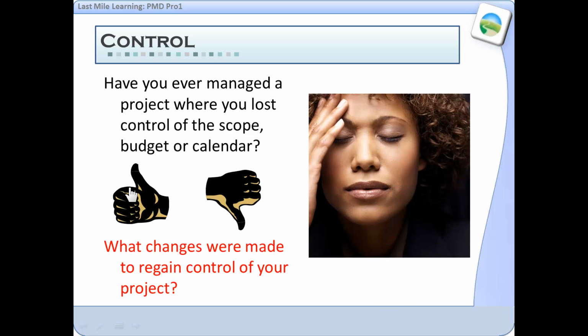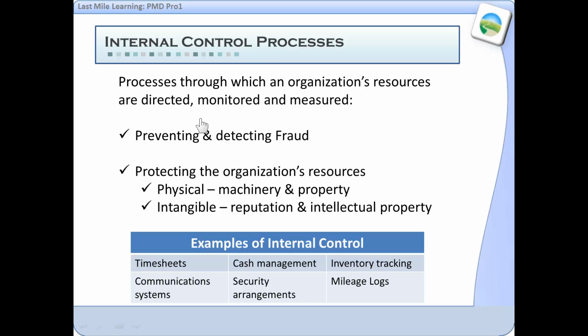And the answer has to be thumbs up, yes, because every single manager runs into these, not necessarily because of their own failures, but just because risks become realities and issues happen, because we're dealing with very complex human change. So then the question you have to ask the manager is, what changes were made to regain control of your project? That's the essence of control.